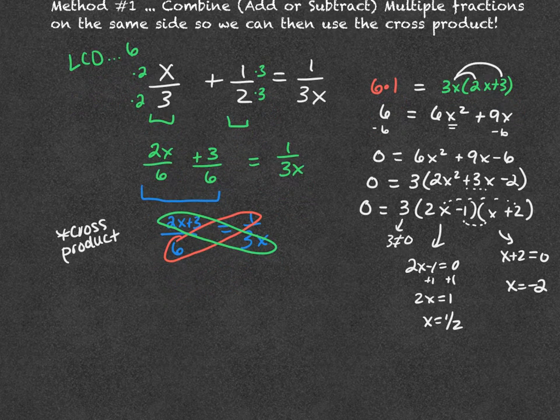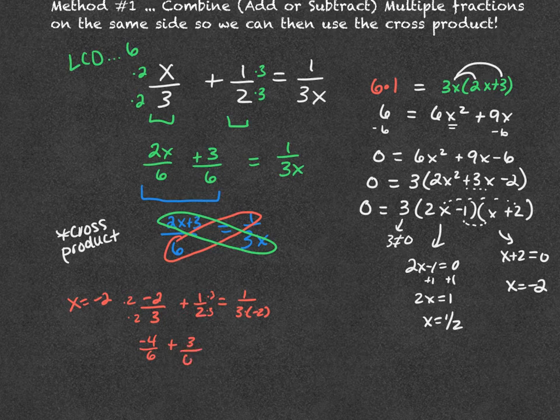So let's check first. I'll do that in our red color. Let's check x equals -2 in the original problem. So -2 over 3 plus 1/2 should equal 1 over 3 times -2. So -2/3 plus 1/2. Let's just get a common denominator on that right away, and we'll use 6 there so we can see if these fractions are equal. So we'll multiply this by 2 and this by 2. So -4 over 6. Then here again we multiply 3 by 3 over 6 should equal 1 over -6. So here we get -1 over 6 is equal to -1 over 6. So that solution checks out.